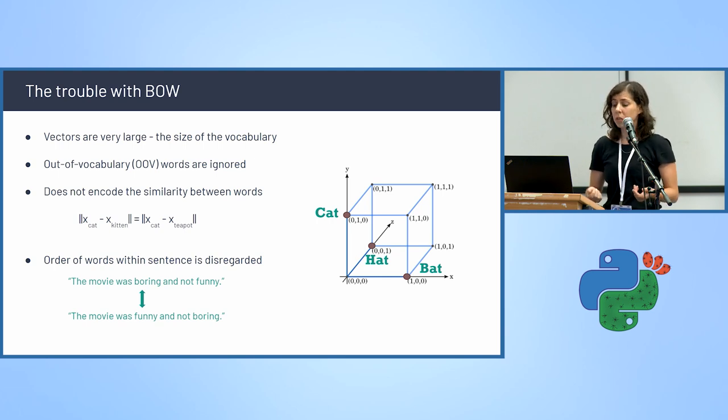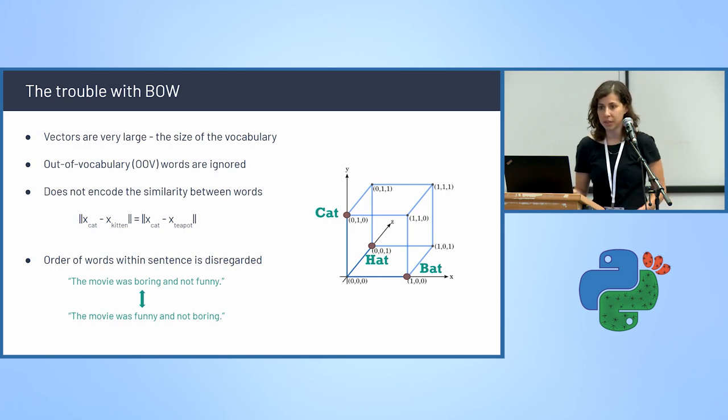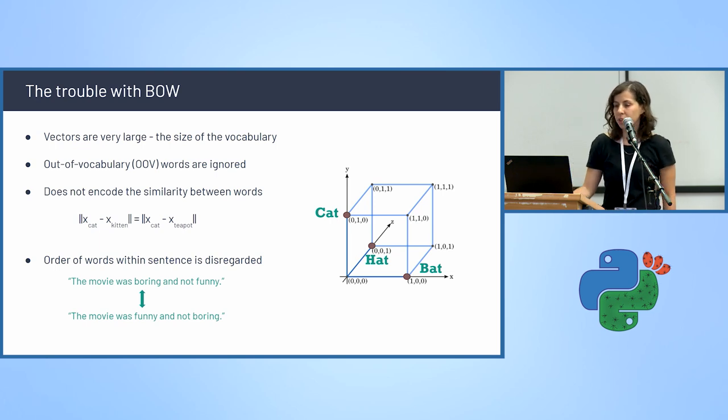Another thing is we didn't take into account the order of the words in the sentence. If we're looking at sentiment analysis, or at movie reviews, we have "the movie was boring and not funny," which is the opposite of "the movie was funny and not boring." So the order matters.